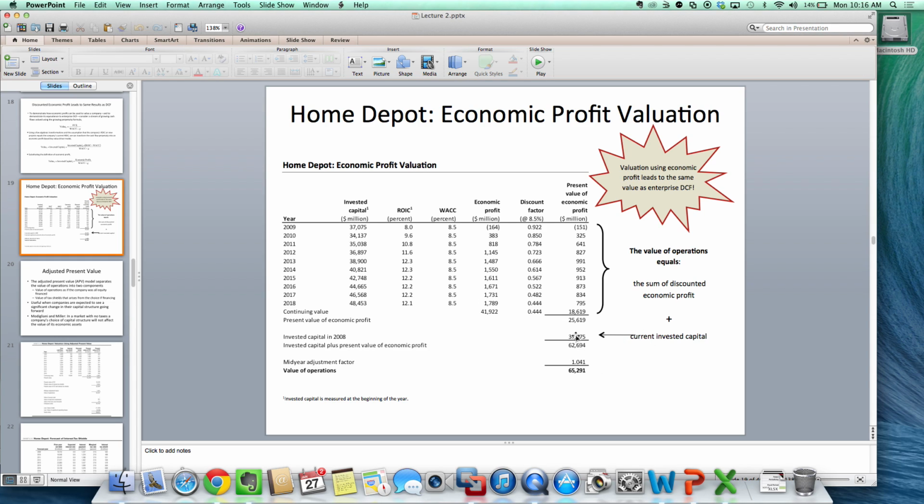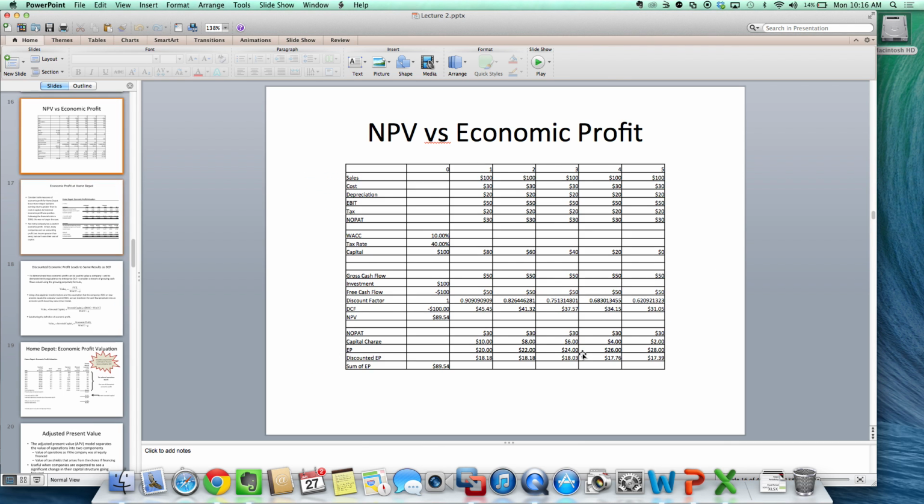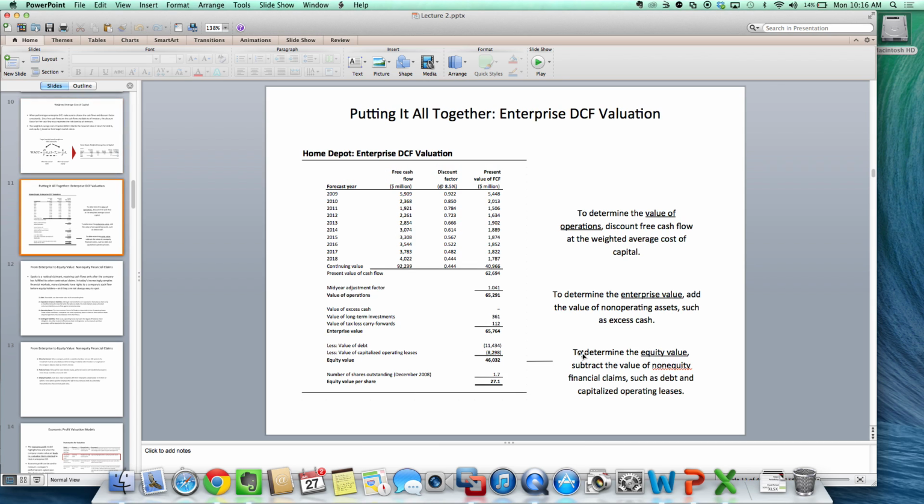That's the 25,619. So this is what the spread model tells you. Home Depot invested $37 billion of actual money, investor money, in their stores. They added $25.6 billion to that to get an overall value of the firm. If I do DCF, it just tells me the overall value of the firm. So the advantage of the spread model is it gives me an additional insight that the DCF doesn't. That says not just how much did I spend, but how much did I spend and how much value did I add. That's really what the EP model, economic profit, EVA model does that the DCF doesn't.